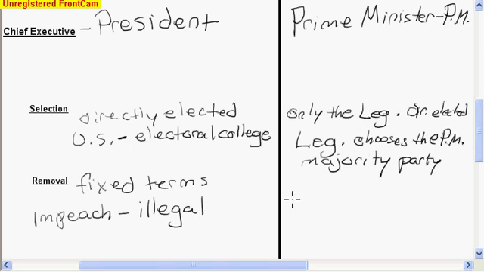Now, moving over to the parliamentary side, there are a couple of ways that the prime minister can be removed, as well as the legislative branch being removed. And so we'll start with the prime minister. There can be a vote of no confidence.